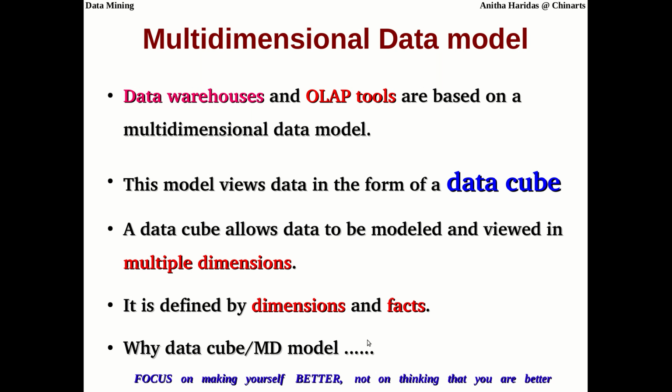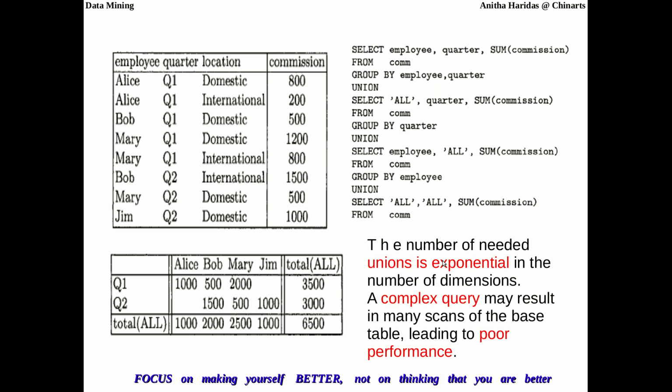Now the question is, why I need to have a multi-dimensional model, or why I need to have a data cube? Because we said that for the data warehouse, the data must be stored in the form of multi-dimensional data model, but it is generally viewed as a data cube. Now the question is why?